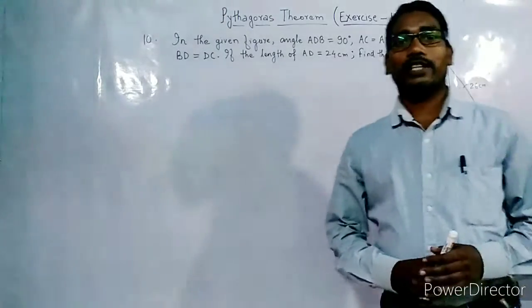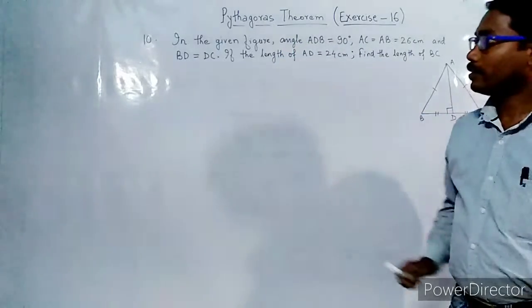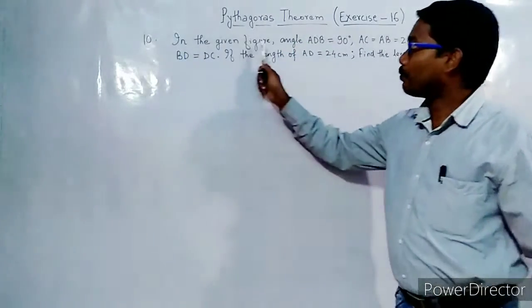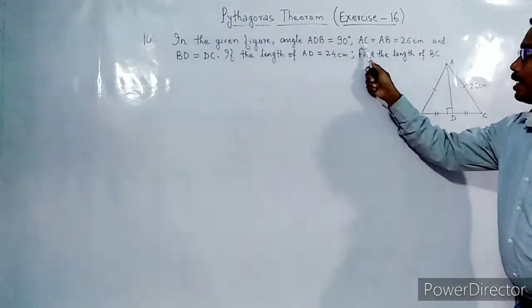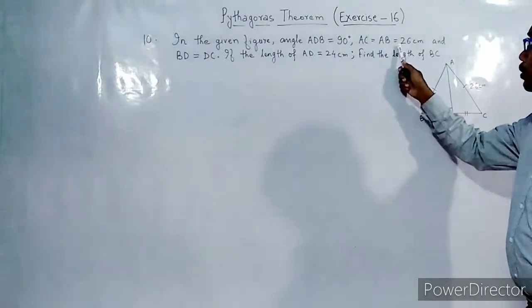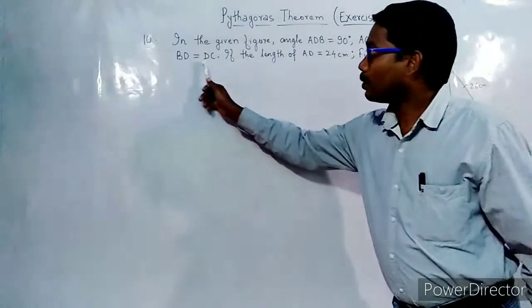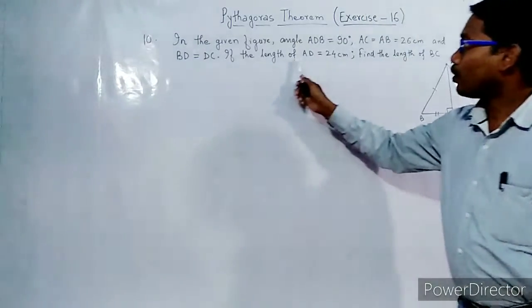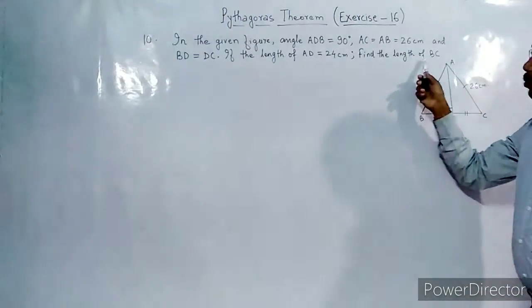Hello friend, today we are going to solve question number 10 from Pythagoras theorem, exercise 16. The question is: in the given figure, angle ADB equals 90 degrees, AC equals AB equals 26 centimeters, and BD equals DC. If the length of AD equals 24 centimeters, find the length of BC.